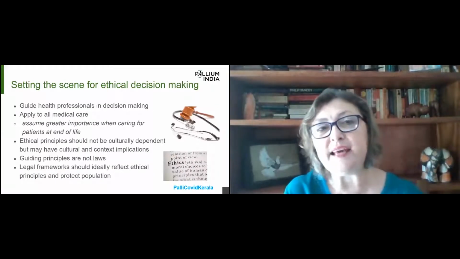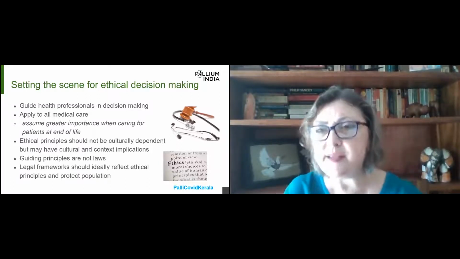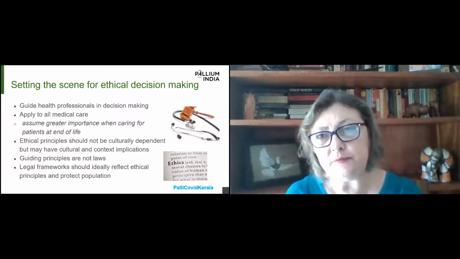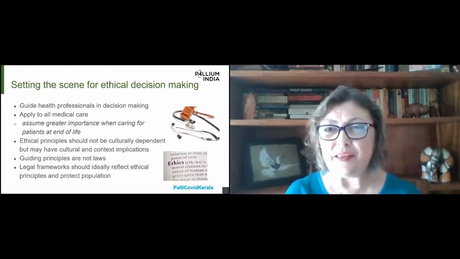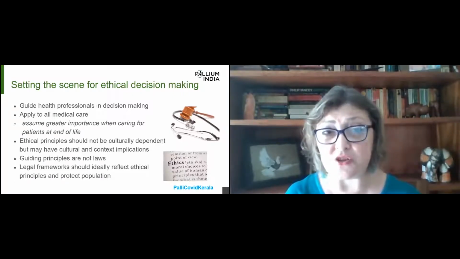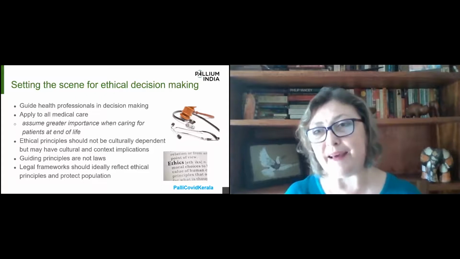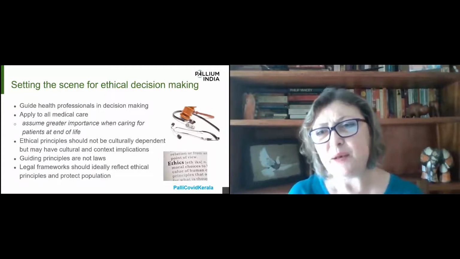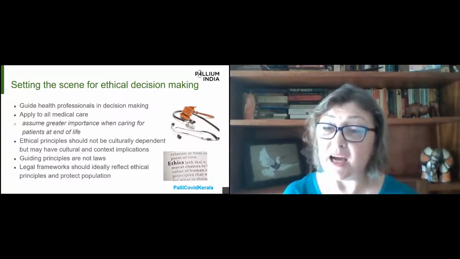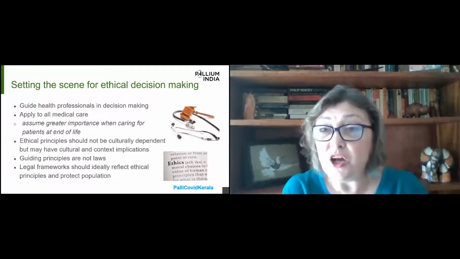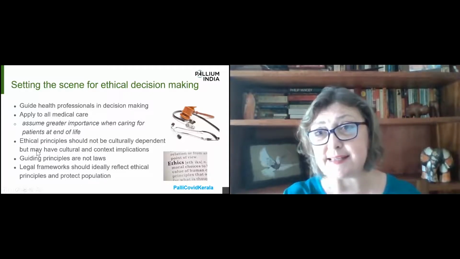So, setting the scene for ethical decision making. These are ways in which we have a framework or principles that help us. They're there throughout clinical care, but they become particularly relevant when there are end-of-life care discussions or decisions. They should not be culturally dependent, but of course they will have context and cultural implications, and I'll mention some of those as we go. They are not legal frameworks, and ideally our legal frameworks in our countries reflect the appropriate ethical principles. Sometimes that's not always the case.